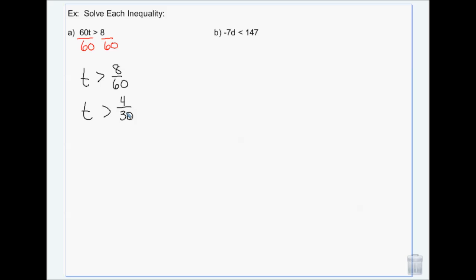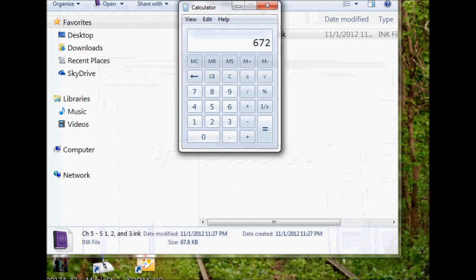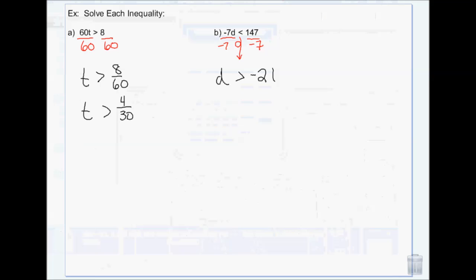Okay, over here, I'm going to divide both of these by -7. And remember that because I divided both sides by a negative, I have to flip my inequality. So it's now going to be greater than instead of less than. And it's going to be -21. That's not what I meant to do. Sorry.